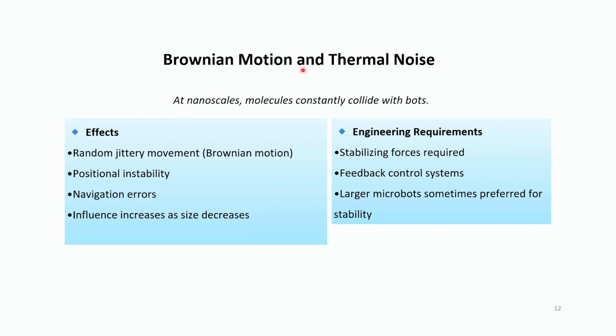Brownian motion and thermal noise. So what happens at nanoscales? The molecules constantly collide with bots.